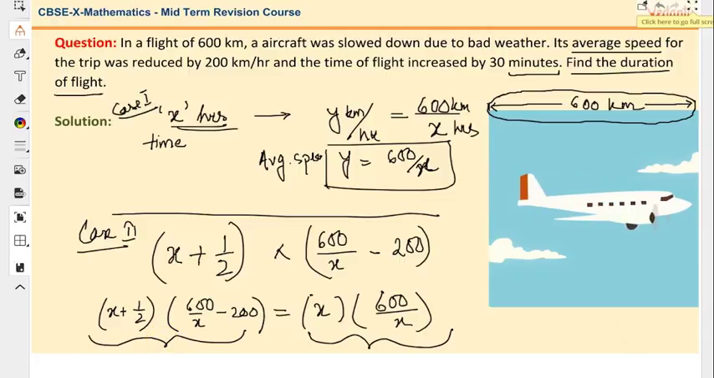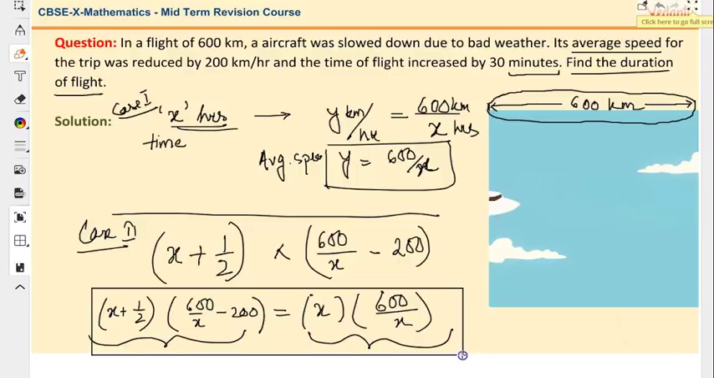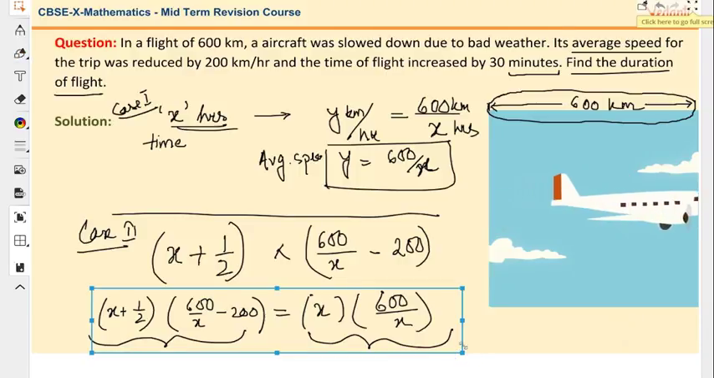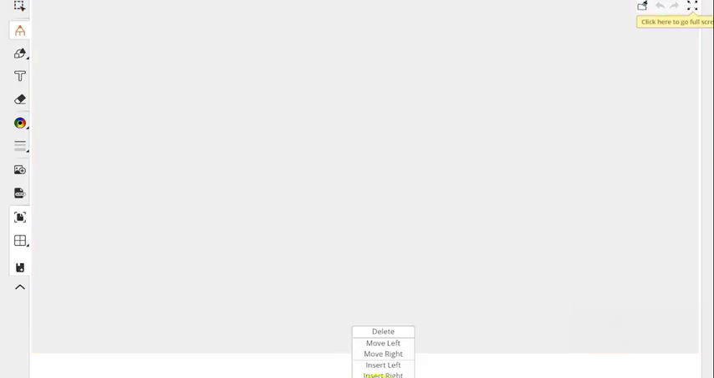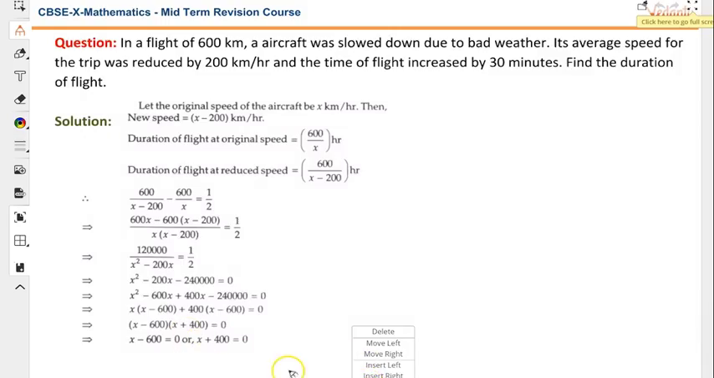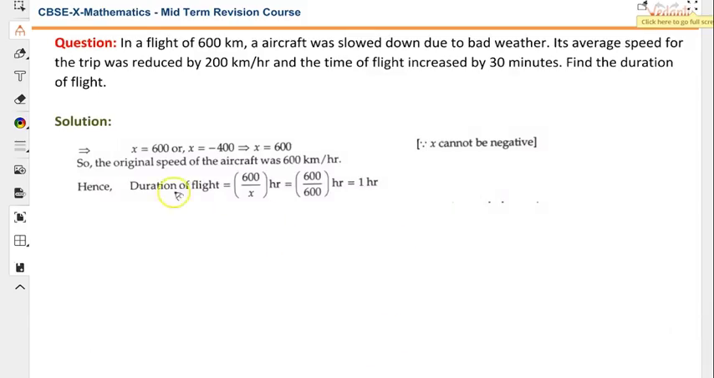Once you get a quadratic equation, then it's very simple, right? The challenge is to form this equation. Once you form the equation, your job is done. Then you know what to do. You've learned this from class 9, right? So I'm not doing this; let me just show you that you will get an equation. Ultimately, you will get an equation like x squared minus 200x minus 240,000, and once you solve it, x here will be speed.